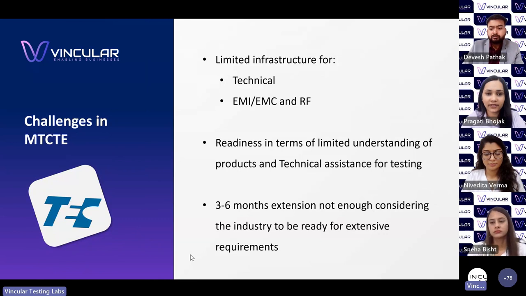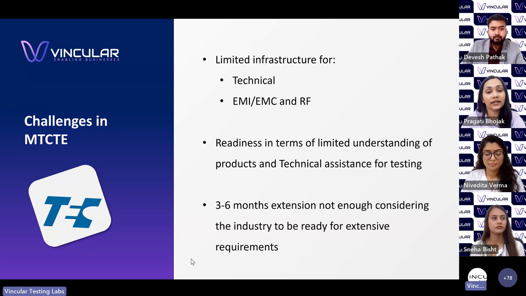With all these updates, we hope to have more aligned process and faster certification delivery. Our next slide focuses on the challenges in MTCTE certification. There is a total of 67 ERs, out of which 60 ERs fall in the mandatory list and whose implementation dates are announced. But our lab infrastructure with respect to testing the product is limited.